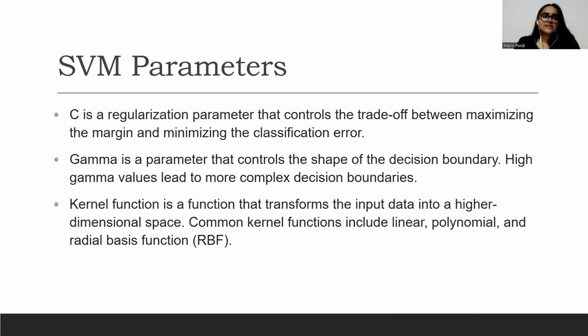So now let's discuss the SVM parameters. C is a regularization parameter that controls the trade-off between maximizing the margin and minimizing the classification errors. Gamma is a parameter that controls the shape of the decision boundary. A high gamma value leads to more complex decision boundaries. Kernel function is a function that transforms the input data into higher dimensional space. Common kernel functions include linear, polynomial, and radial basis functions.